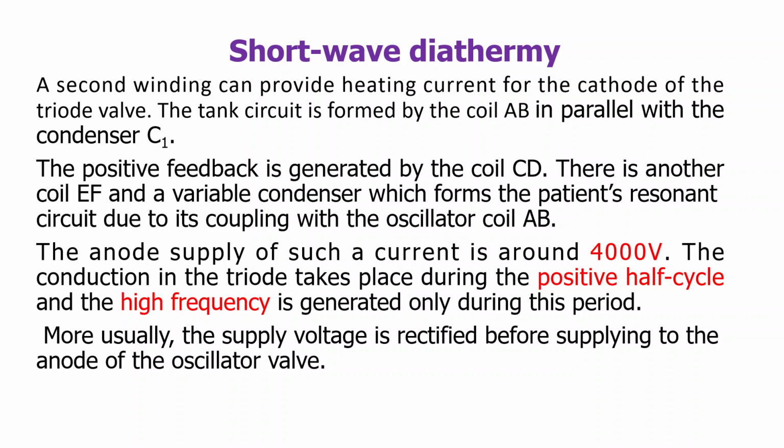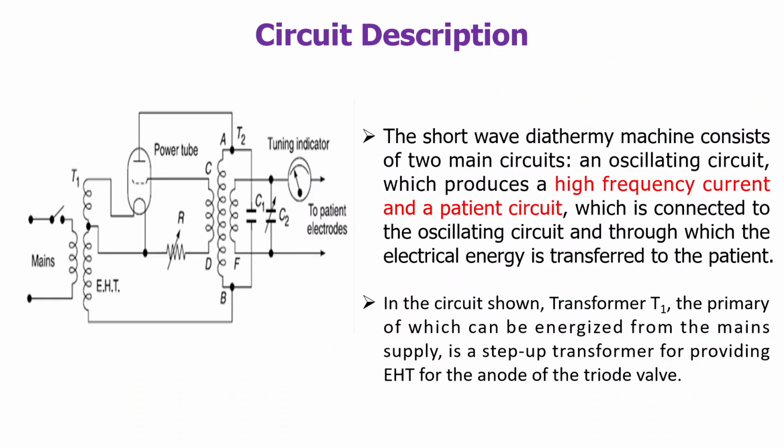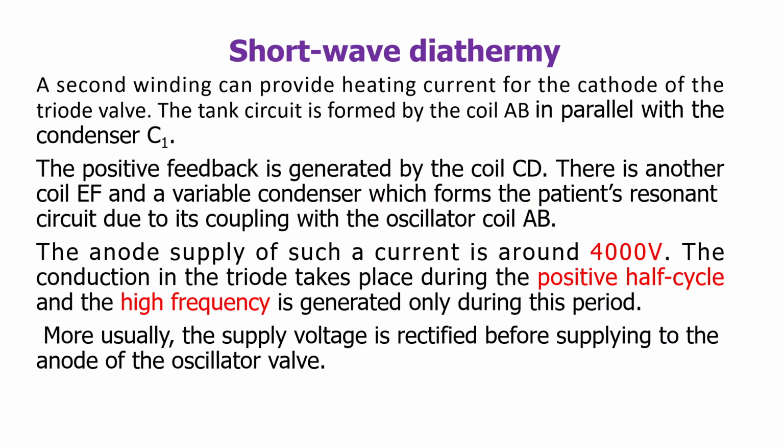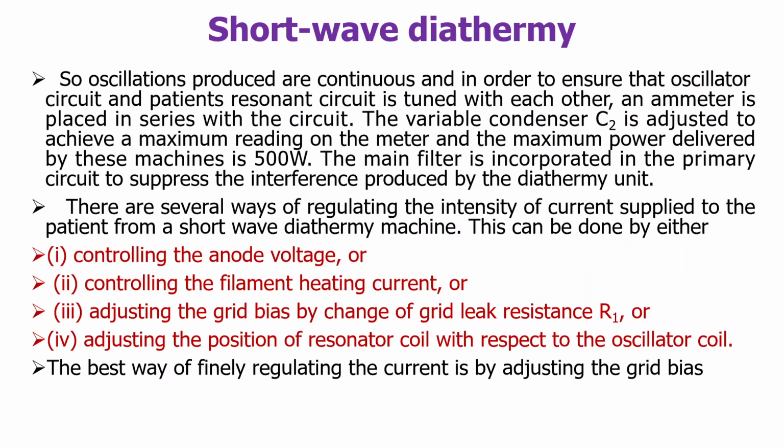So here the voltage is 4000 volts, and here only the positive cycle, only the high frequency is generated, not for all the cycles. Of positive and negative, only for the positive half cycle is the heat generated. And here we can adjust the intensity of the current by adjusting the anode voltage.